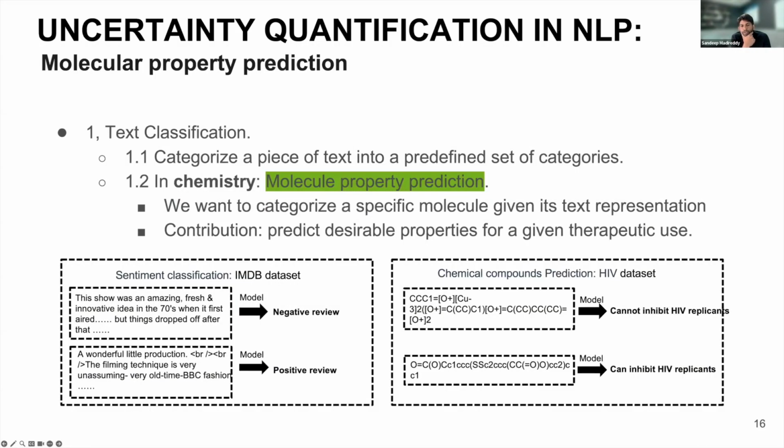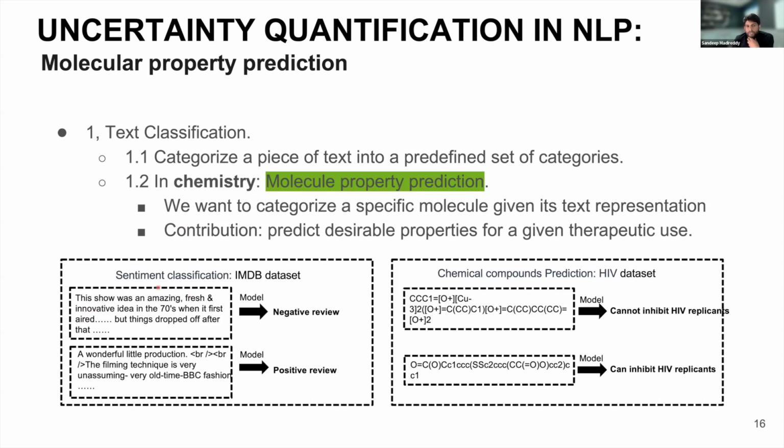So for molecular property prediction, we can see an analogy with what we do in text classification. Here we want to categorize a specific molecule given its text representation, like for example, you see at the bottom here.